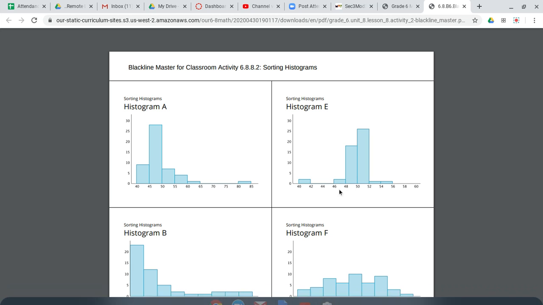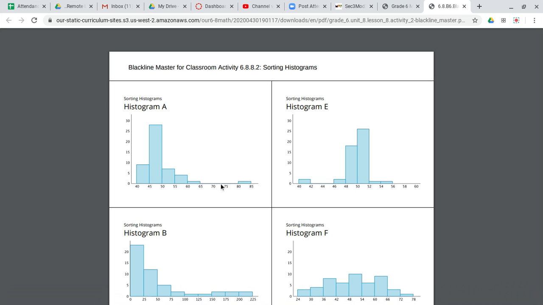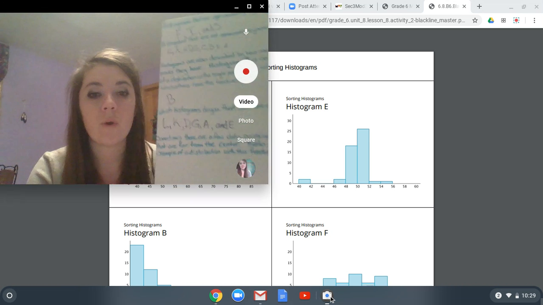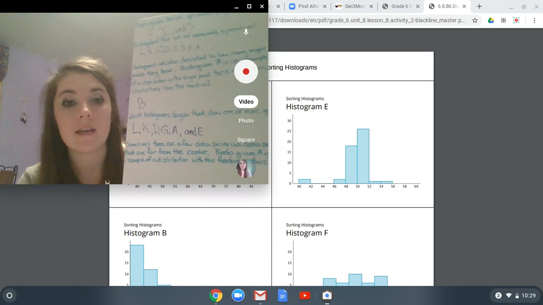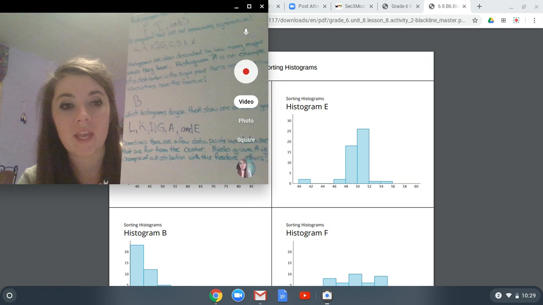So this is a gap right here, these are gaps, so it's that space between the different bars. So L, K, D, G, A, and E. So gaps are the spaces between the bars in the histogram.